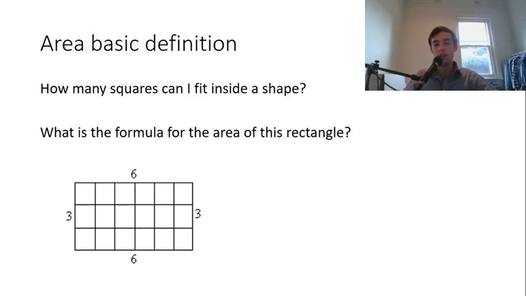All right. So let's start with a basic definition of area, which is how many squares can I fit inside of a shape? In this one, you can see there's 18 squares inside of this rectangle. The formula for the area of the rectangle: because I have 6 squares on the bottom, so that's in one row, and then I've got 3 rows, it's really 6 times 3. And that is the base. This line down here is the base, and this line is the height. So the formula for the area of the rectangle is base times height.